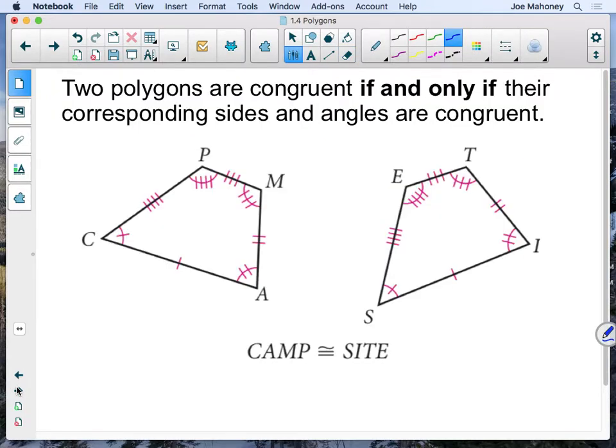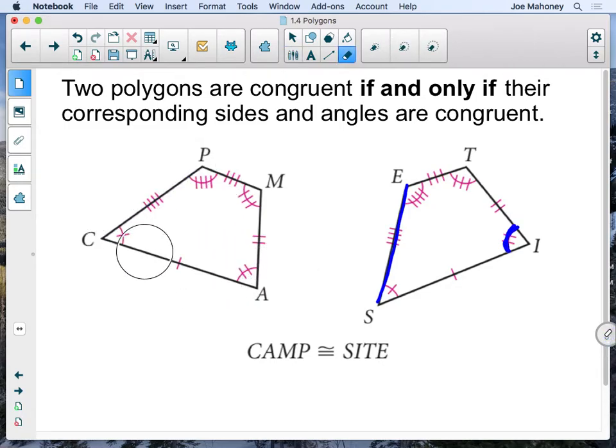So notice these two polygons here. They are congruent. There's a special criteria though. If two polygons are congruent, it means that all the corresponding sides have to be congruent. Corresponding means that side CP corresponds to side SE. And all the corresponding angles have to be congruent. So angle A has to be congruent to angle I.